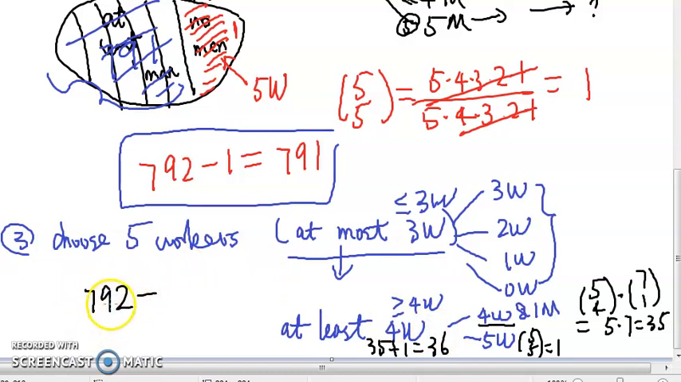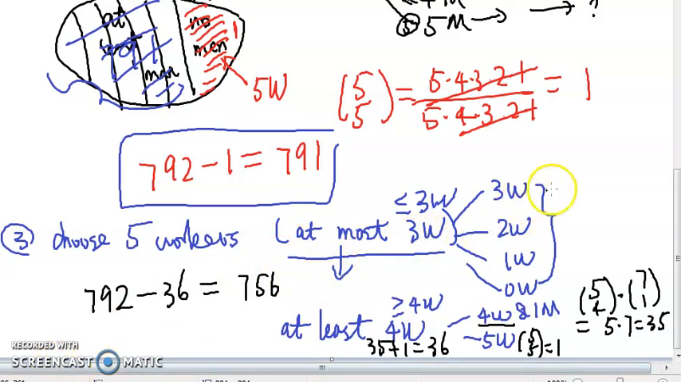And this is just choosing 5 workers from 12 people, any possibilities. Subtract 36 ways, including at least 4 women. That gives us 756 ways of containing at most 3 women.